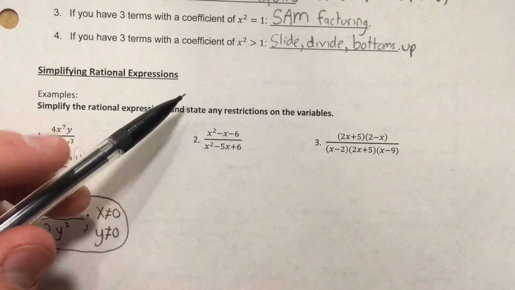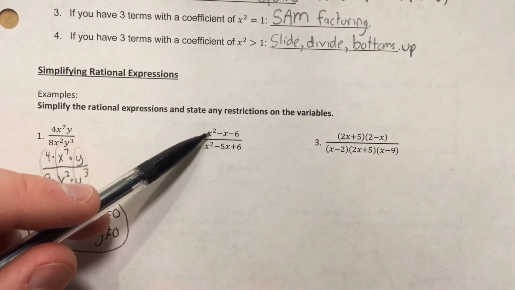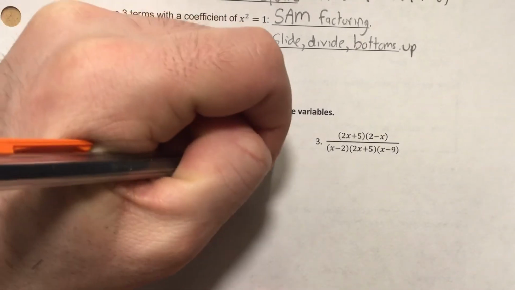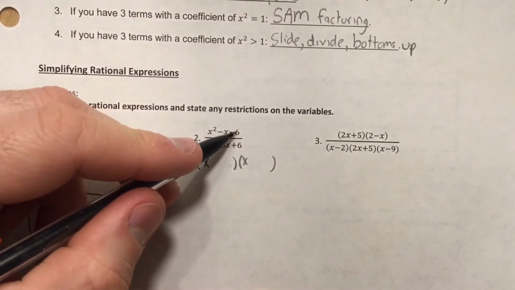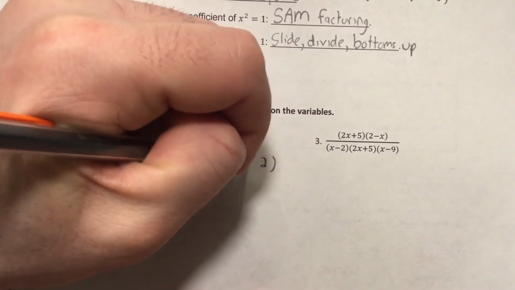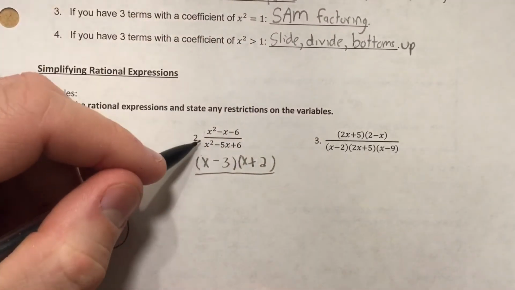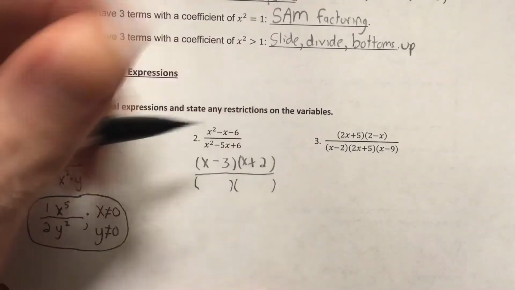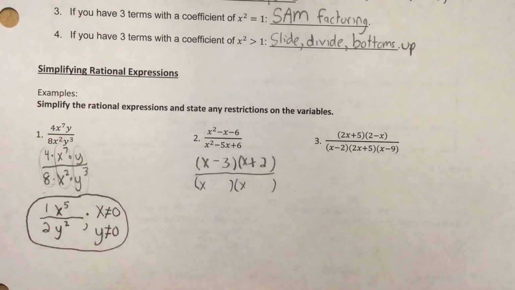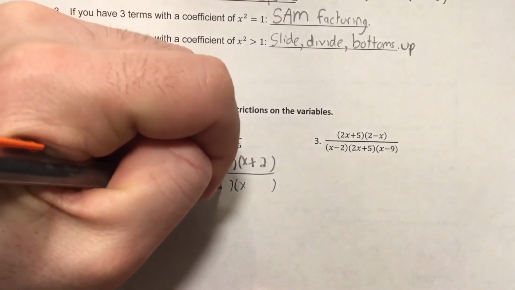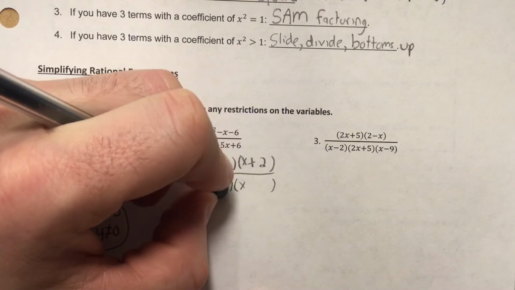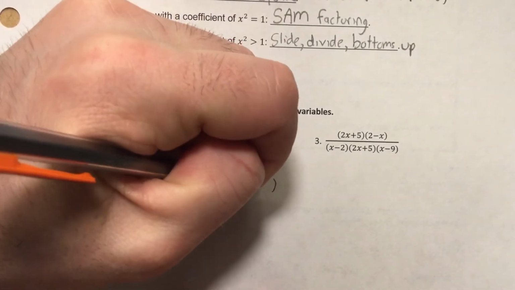So I have no GCF, because that's what we always look for first. There's 3 terms with a 1 in front, so it's the same factoring both the top and the bottom. So x and x, what multiplies to -6 and adds to -1 is -3 and +2. And then the bottom, x and x, what multiplies to 6 and adds to -5. So that would be -6. Oh, never mind. I made a mistake there. That would be -3 and -2.